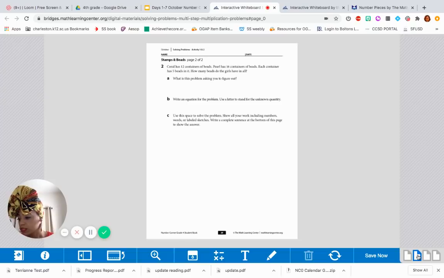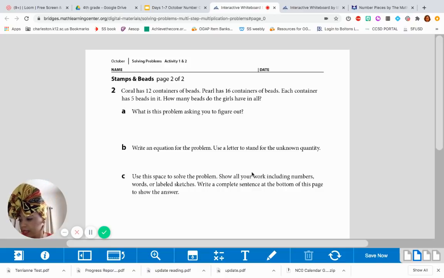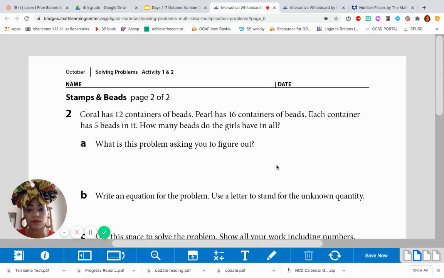Okay, so here's the second page of stamps and beads. And this is another problem, which is very similar to the one that we just solved, okay? So read the problem out loud. Okay, I'm going to read it as well. Coral has 12 containers of beads. Pearl has 16 containers of beads. Each container has 5 beads in it. How many beads do the girls have in all?